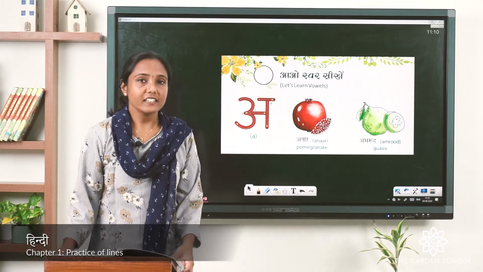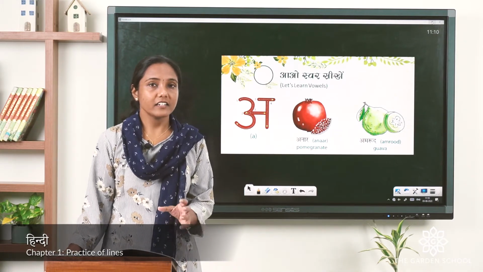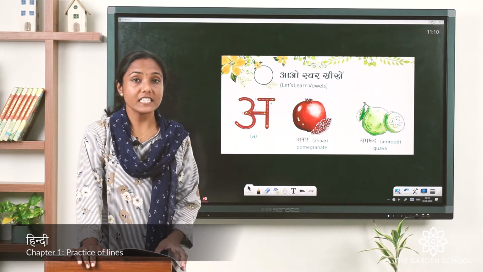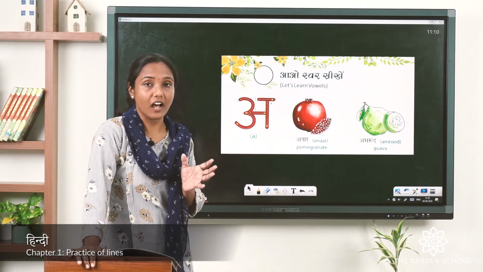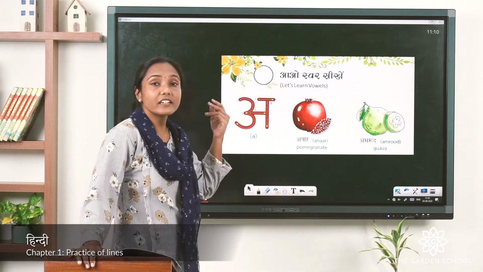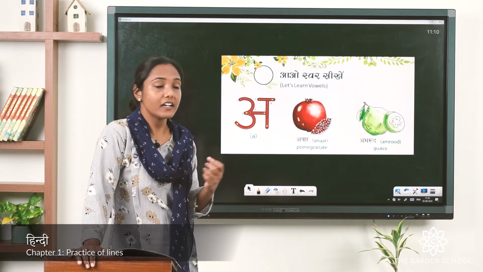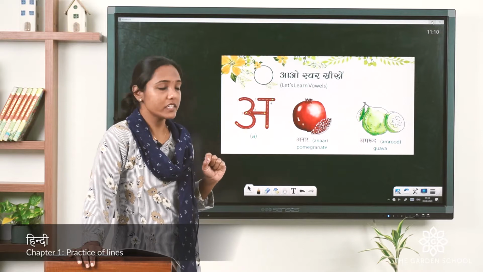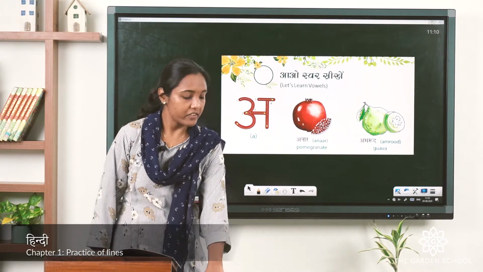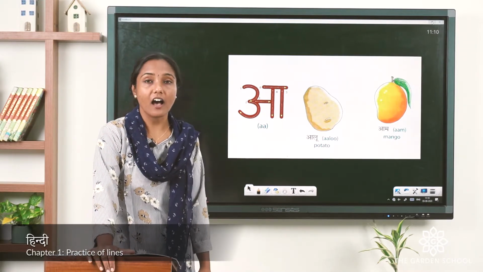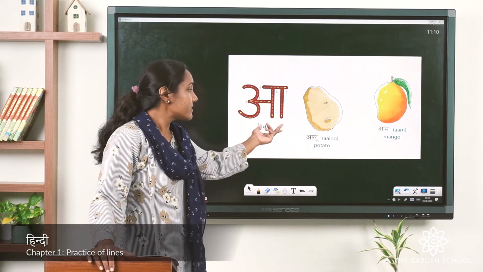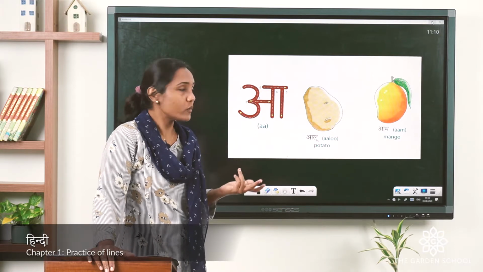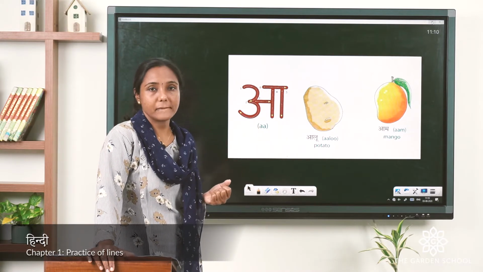In the last class, we learned the letter. The first letter from the vowels was A, right? And we learned how to write the letter A. And we learned the words from the letter A, that's Anar and Amrud. And next we learned the letter Aa. From Aa, we have the words, Aa se Alu, Aa se Aam, right?